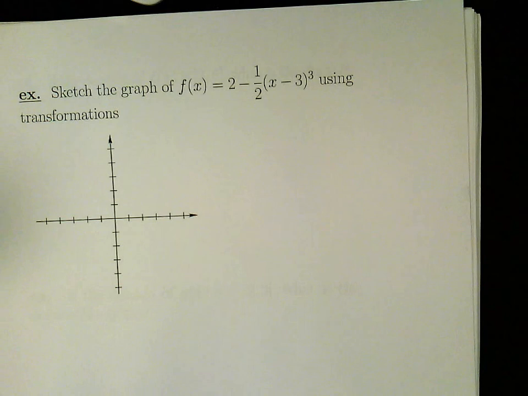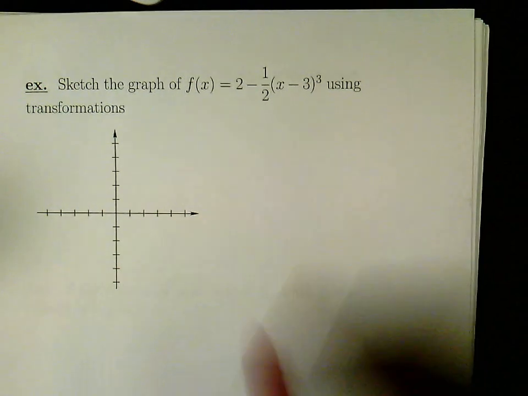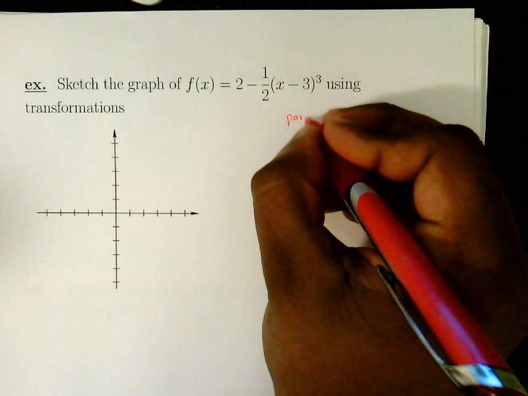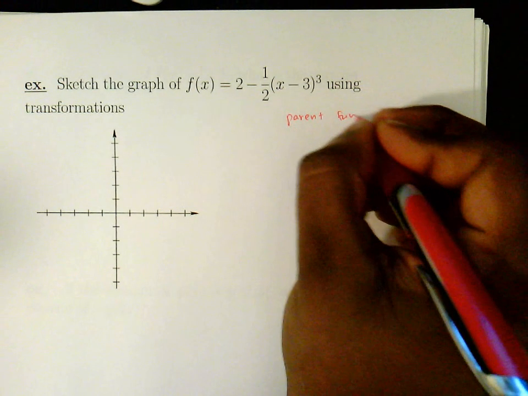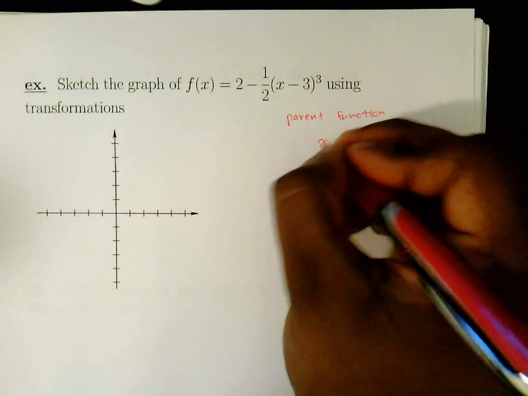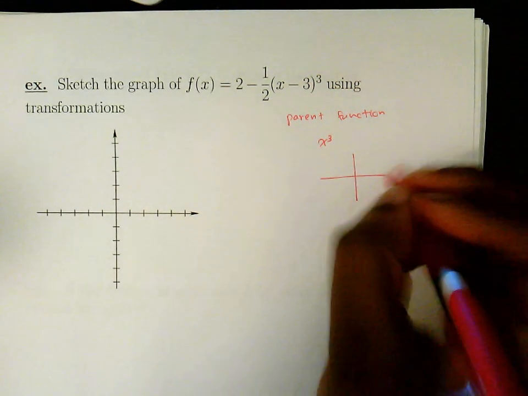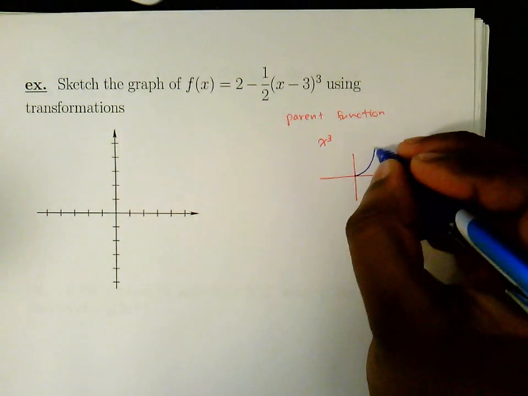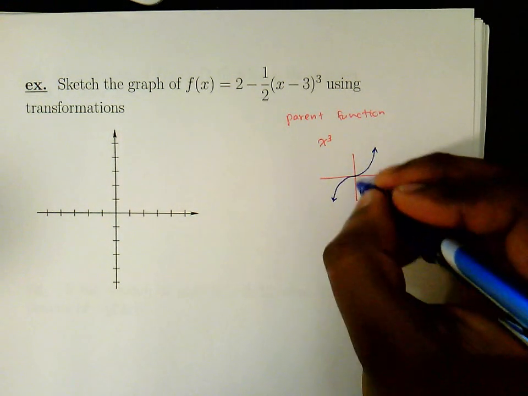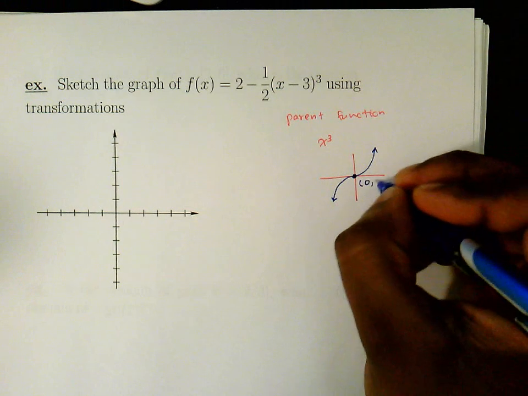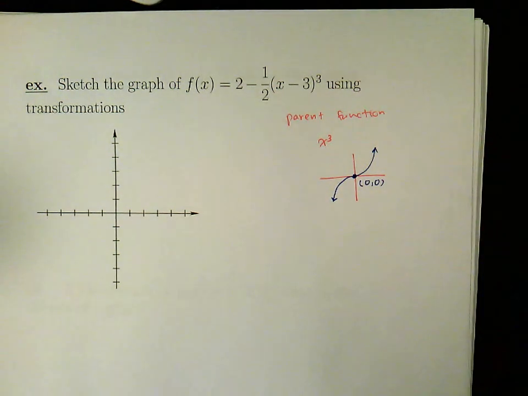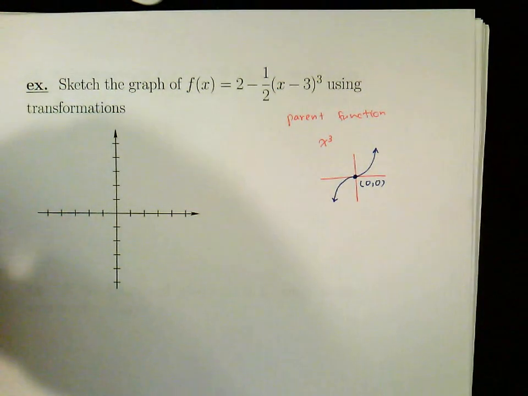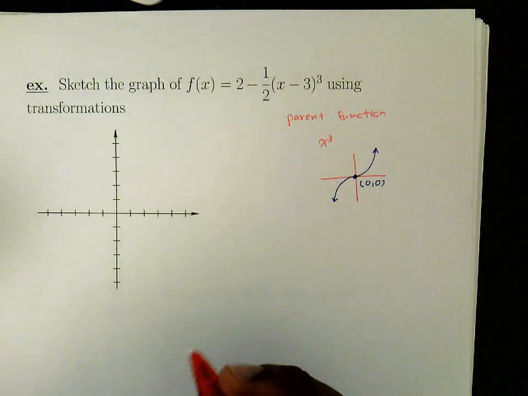So sketch the graph of this particular function. You understand that the parent function is x cubed, and the function x cubed, as you might remember, if you don't, you can recall, when I draw it, has 0, 0 at this point, and it looks like that. So let's see how the transformations are done.